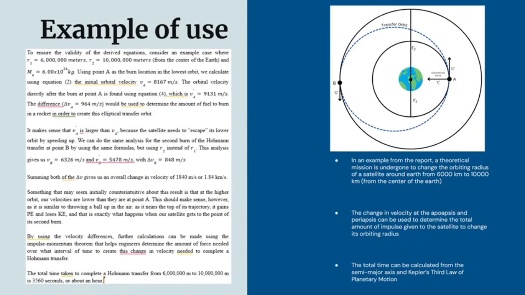In this example from our report, we used the Hohmann transfer analysis in order to find the transfer velocities as well as the total time necessary to move a satellite from an orbit of 6,000 kilometers around the center of the Earth to 10,000 kilometers around the center of the Earth.